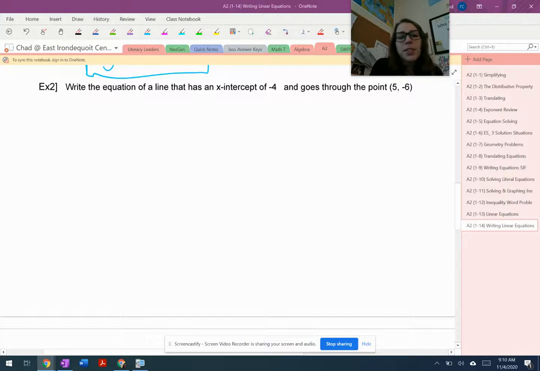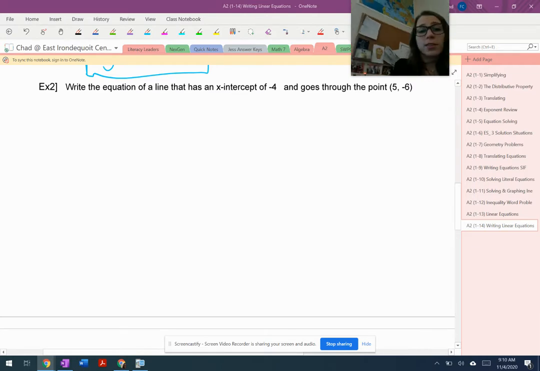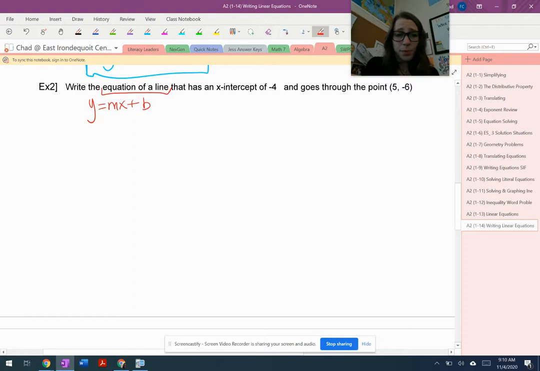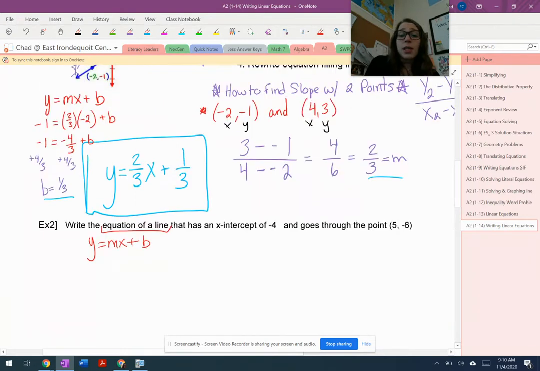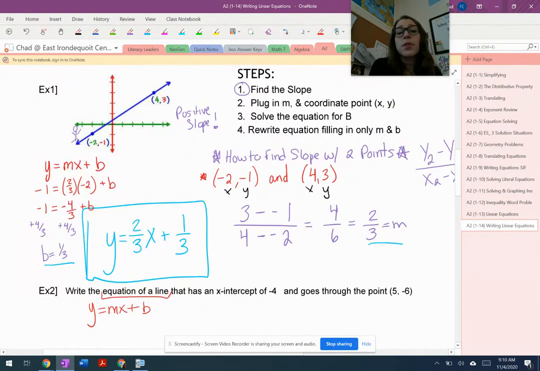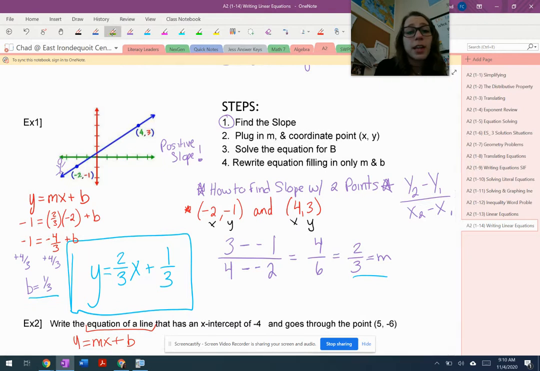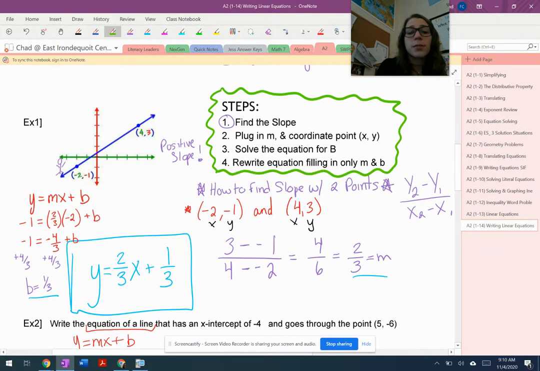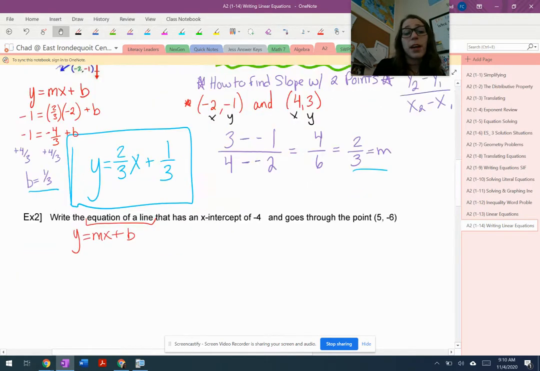Right, here we are with our second and last example for 1-14 notes. Remember, we're writing the equation of lines. So that equation of a line is y equals mx plus b. You're following the same steps as we did in the first example. You first start off by finding the slope. I'm just going to turn this into its own little boxy box here. Start by finding that slope.